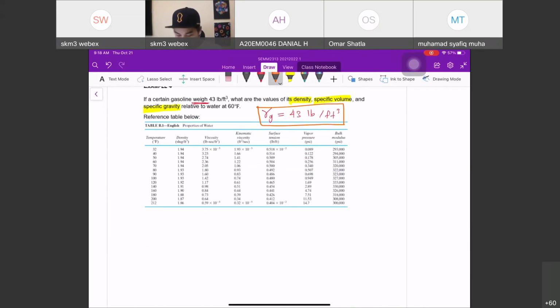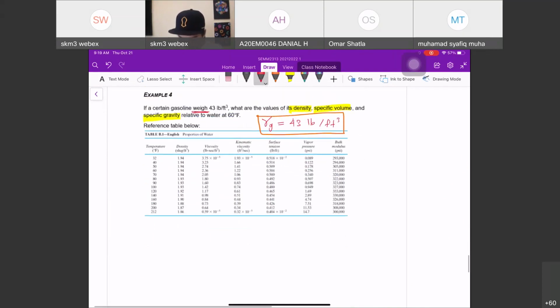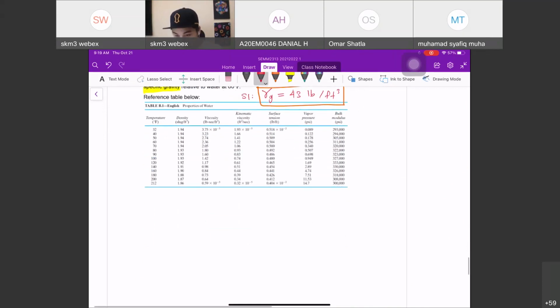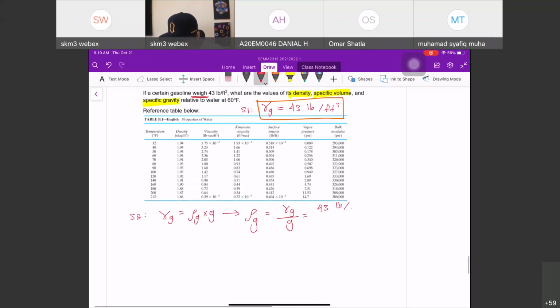This is imperial units. So the first step, you list out all the parameters given, which is only one. And then step number two: from this gamma of gasoline, you can formulate the equation. Gamma equals rho of gasoline multiply with gravity. So in order to get the density, density of gasoline is equal to gamma of gasoline divided by gravity. Gamma of gasoline is given as 43 pound per feet cubic, over gravity, 32.2 feet per second squared.